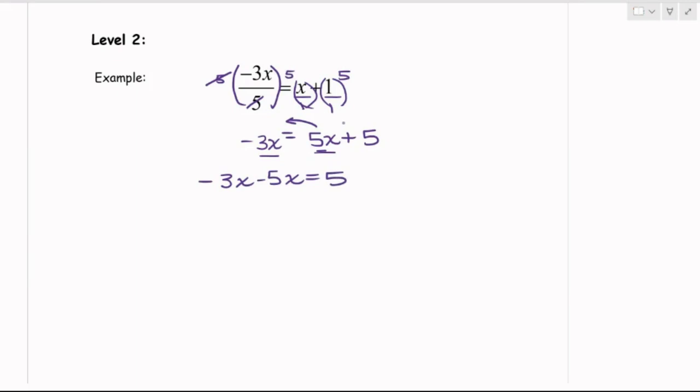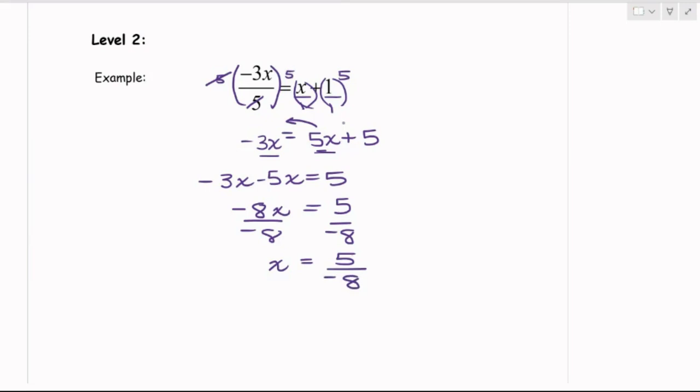Negative 3 take away 5, I have negative 8x equals 5. And in order to isolate x, we're going to divide by negative 8 on both sides and simplify to a single x equals 5 over negative 8.